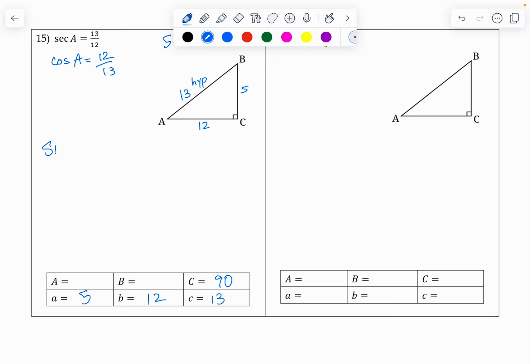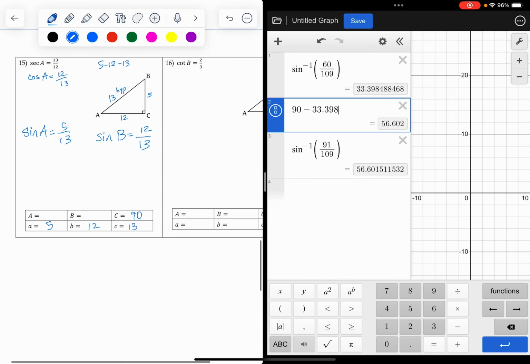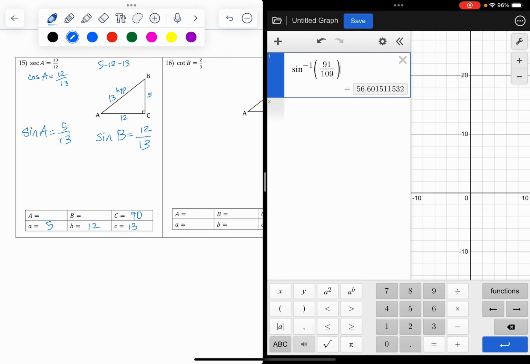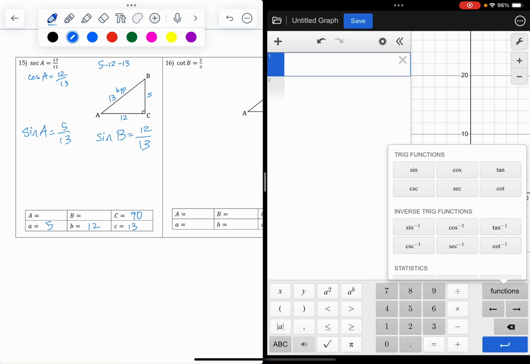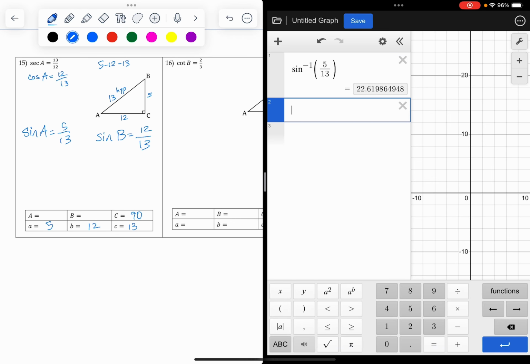Let's do sine of A equals 5 over 13, and then we'll say sine of B equals 12 over 13. And now when we grab Desmos, we have to undo that process by using the inverse sine. Inverse sine of 5 over 13. Let's see, inverse sine of 12 over 13.